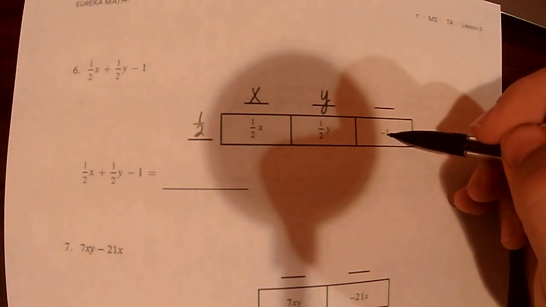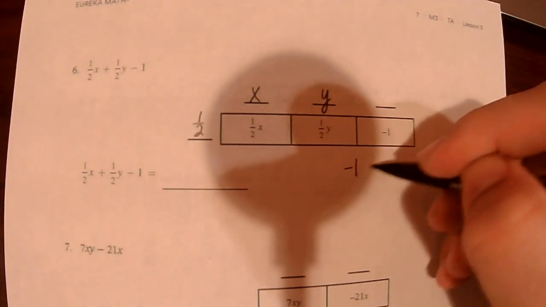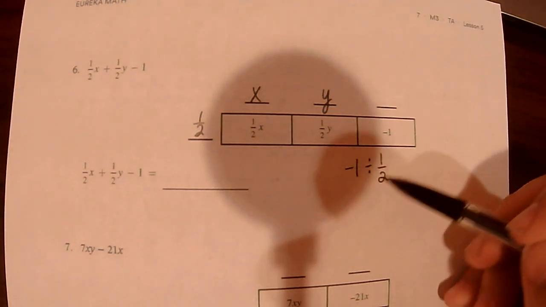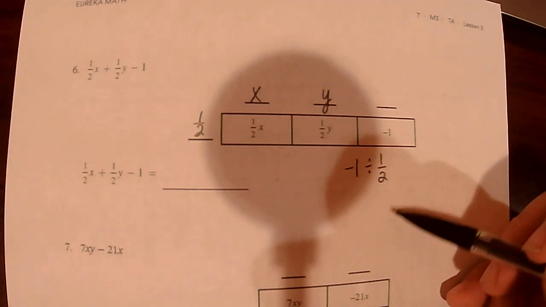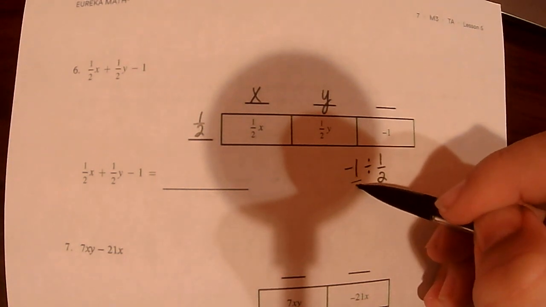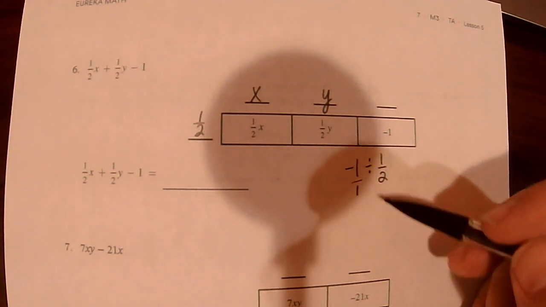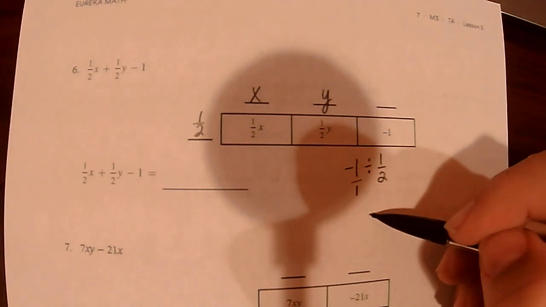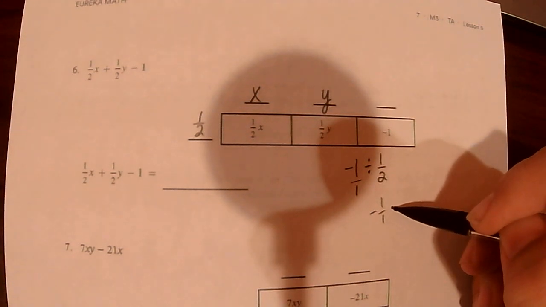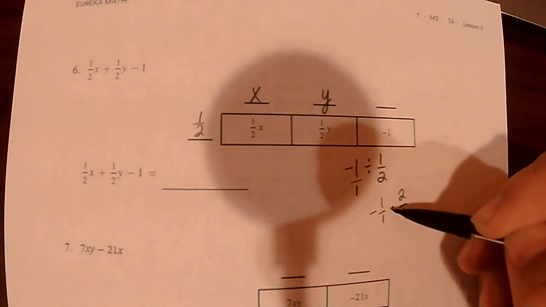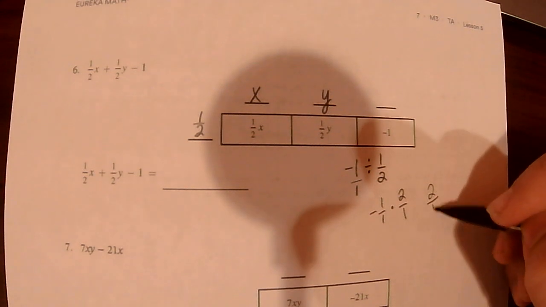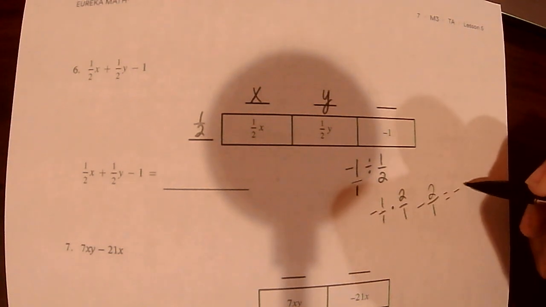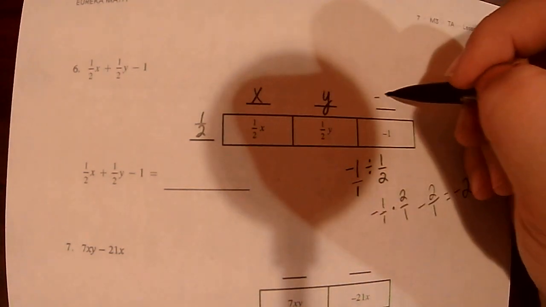Now I have negative 1 divided by 1/2. When we divide with fractions, we need to make sure that we have all fractions, so turn our whole number into an improper fraction. And then we multiply by the reciprocal. So 1 times 2 is 2. 1 times 1 is 1. A negative times a positive is a negative. And negative 2 over 1 is simply just negative 2.